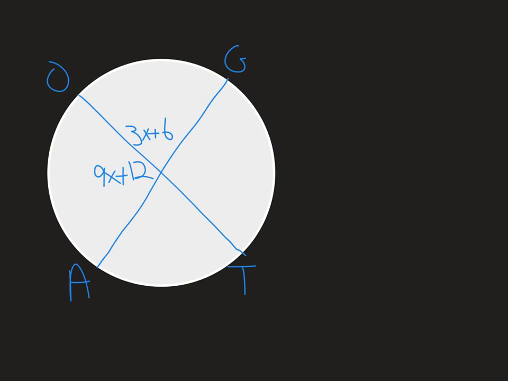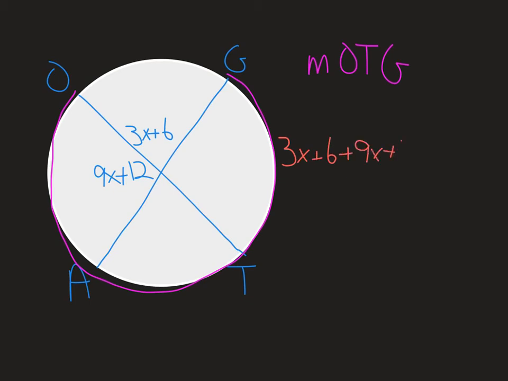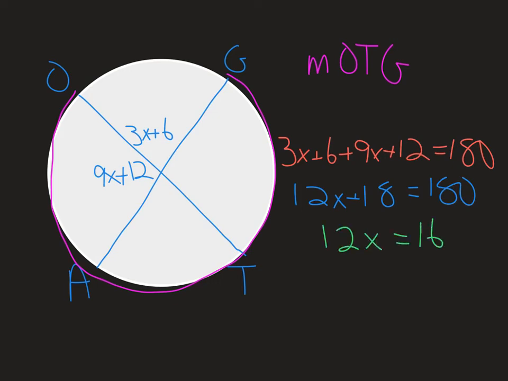Now, let's do the same idea. Let's suppose I want to know the measure of arc OTG. So that's this whole big arc. Well, let's first figure out what x is. So the same idea, 3x plus 6 plus 9x plus 12 is going to be 180. Let's combine like terms on the left side, so that's 12x plus 18 equals 180. Let's go ahead and subtract 18 from both sides, so that's 162. And then let's go ahead and take 162 and divide by 12. And we get 13.5.